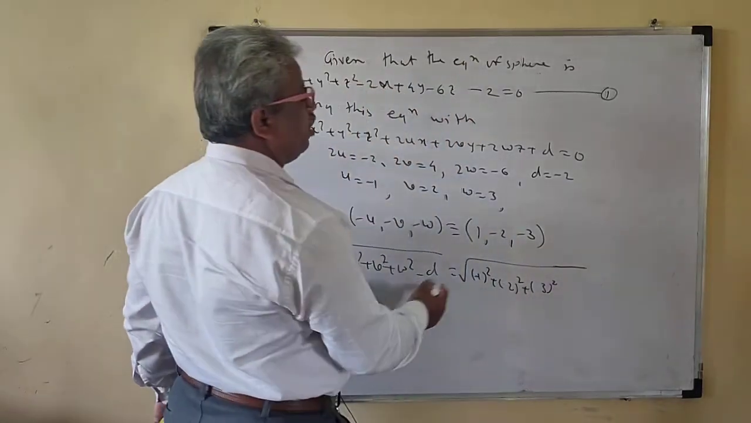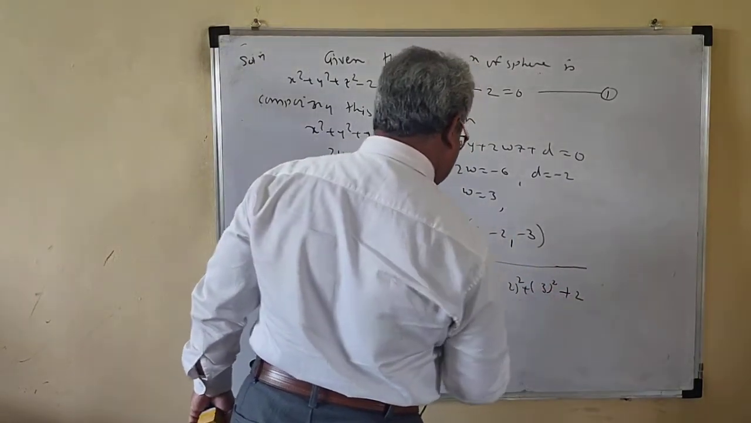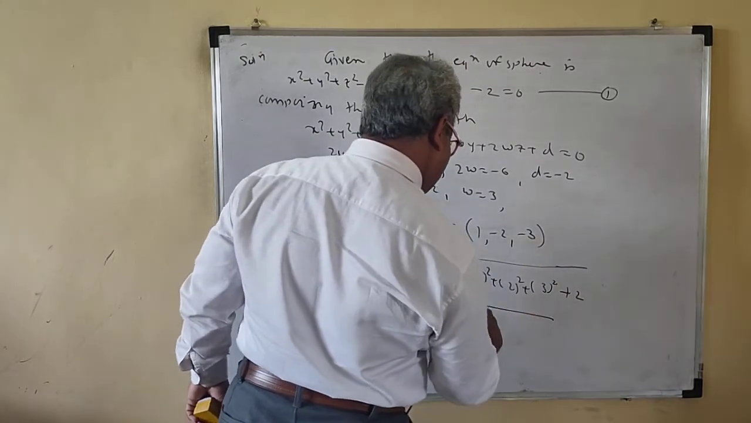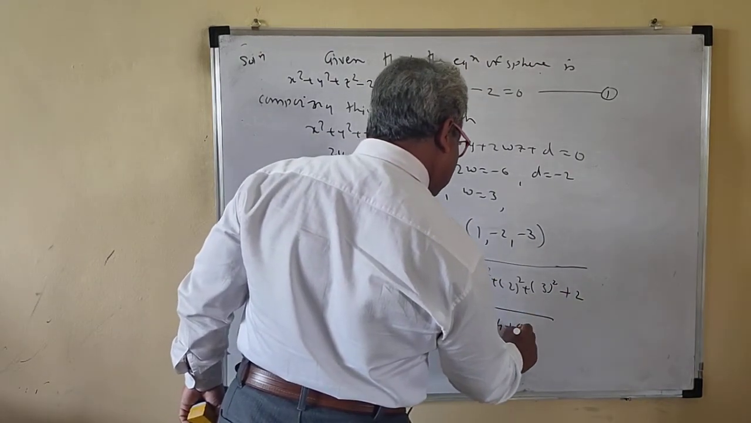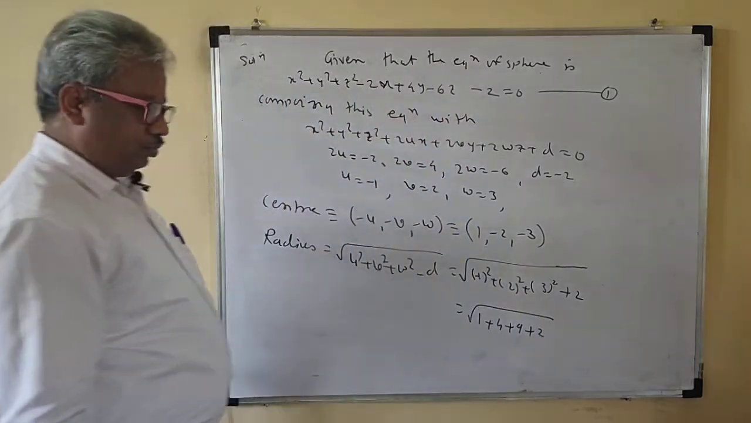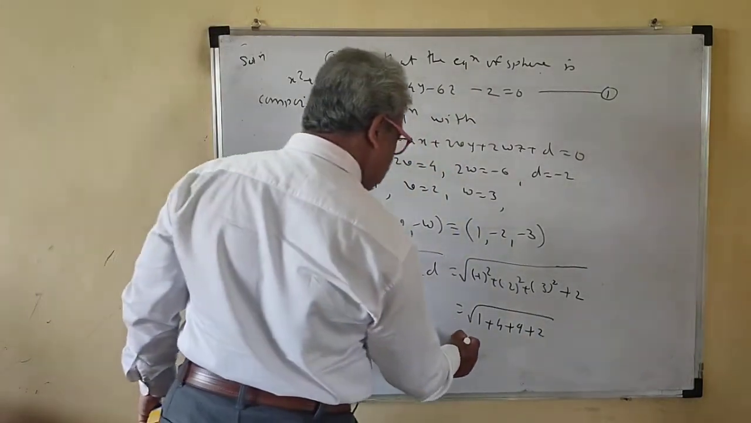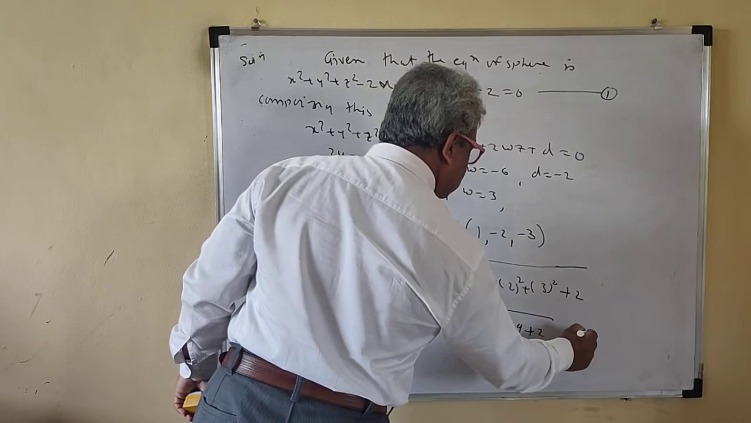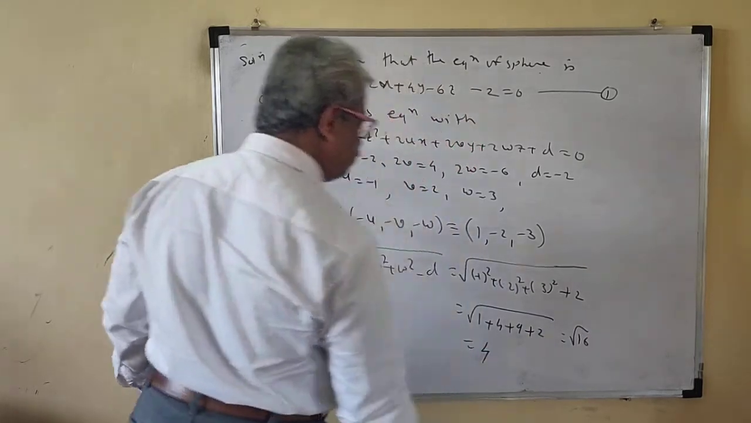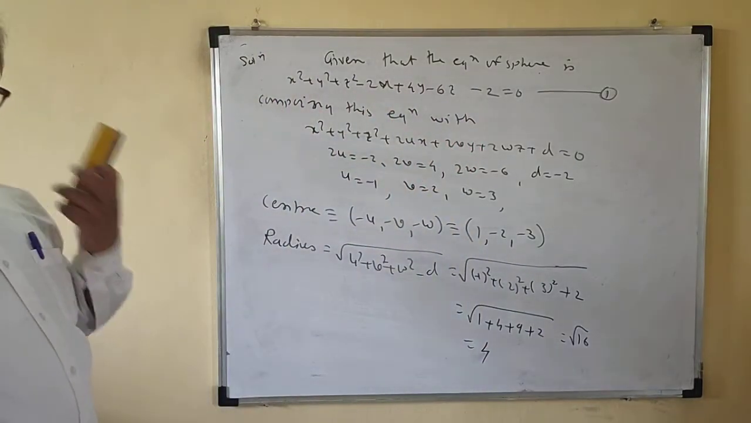Then what is d? d is minus 2, so minus d is plus 2. So this is 1 plus 4 plus 9 plus 2, which is 16. Root 16 is 4. So the radius is 4.